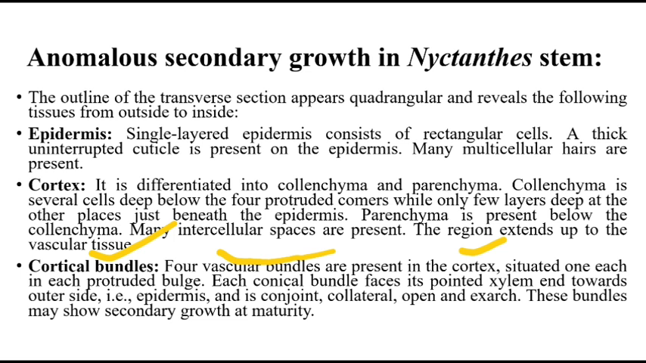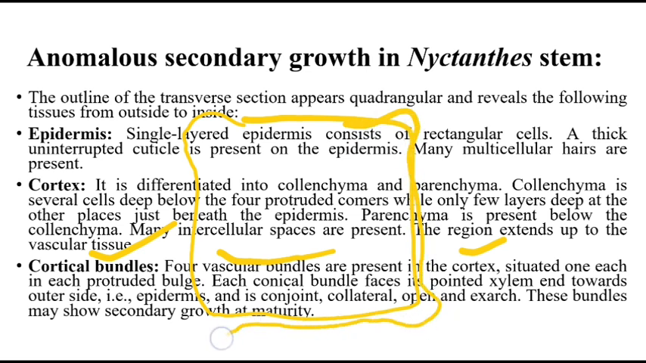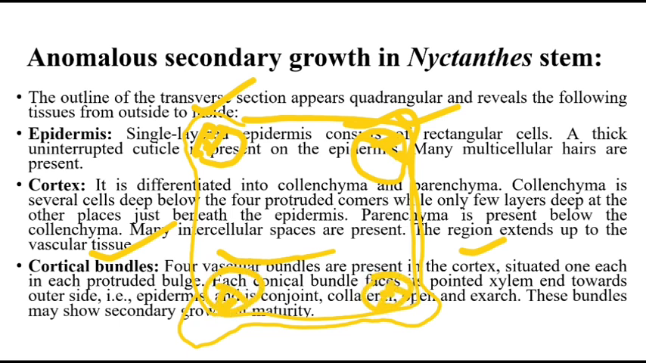Each conical bundle faces its pointed xylem end towards the outer side, and is conjoined, collateral, open and exarch. These bundles may show secondary growth at maturity. So the stem of Nyctanthes is like this. At the four corners they have vascular bundles where xylem faces towards the outside and phloem towards the inner side. Okay. So these are cortical vascular bundles.